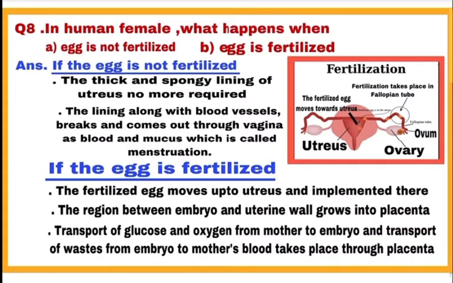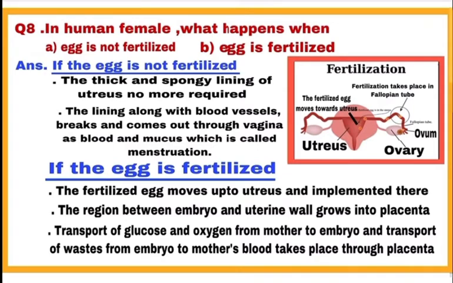If the egg is not fertilized, what happens? The thick and spongy lining of uterus is no more required. If this thick uterus wall is not required, then what will happen? This lining with blood vessels breaks and it comes out through vagina as blood and mucus, and this is called as menstruation. So, if no fertilization takes place, uterus की walls shed हो जाती हैं and it comes out as blood and mucus.